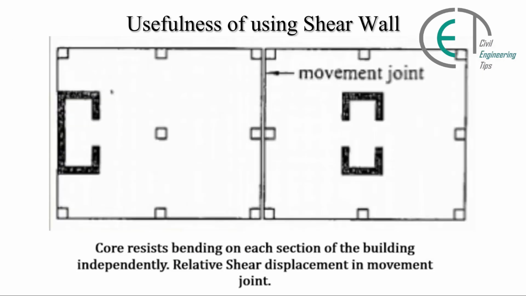Here we can see that this building is very narrow, and we can separate this building in two parts, and we can provide the core shear wall like this, and here the core resists bending on each section of the building independently. Relative shear displacement in movement joint.